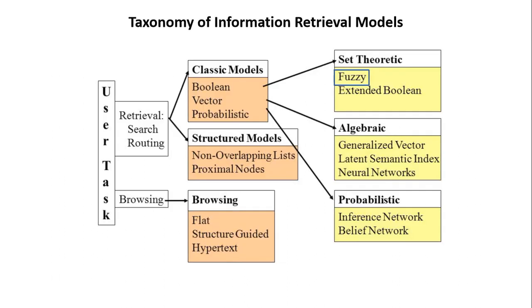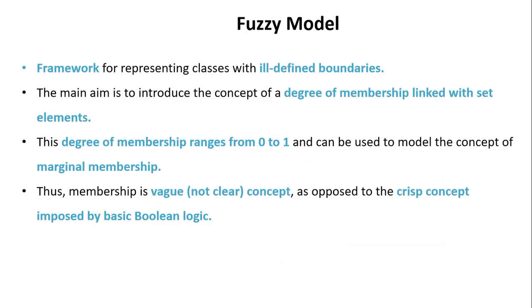This is the taxonomy of information retrieval model. Under classical models, three methods are there: Boolean, vector and probabilistic. For the Boolean classical method, the extended or advanced methods are set theoretic, and in which the fuzzy comes under the set theoretic technique.